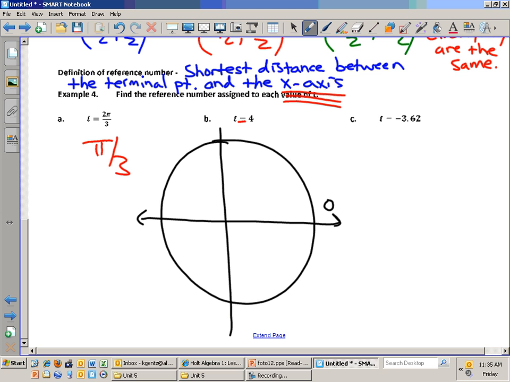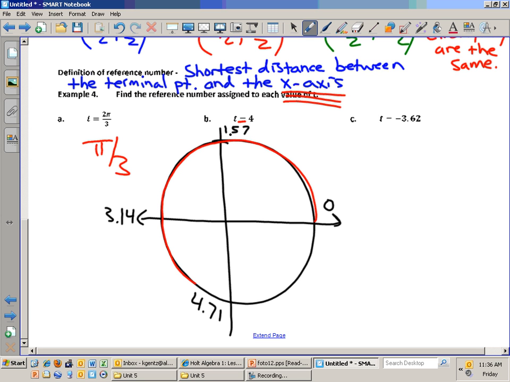0 radians, 3.14 radians. What would this be? 1.57 radians. Half of 3.14. And then this down here would be 4.71 radians. So if I were to draw a length of 4, t equals 4, around here, where would I get to? Which quadrant? Third quadrant.